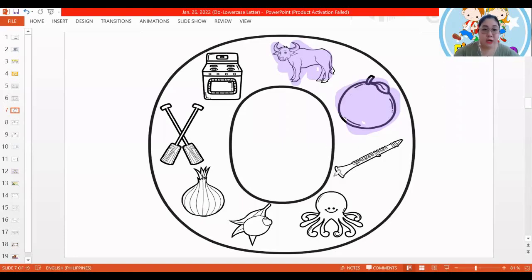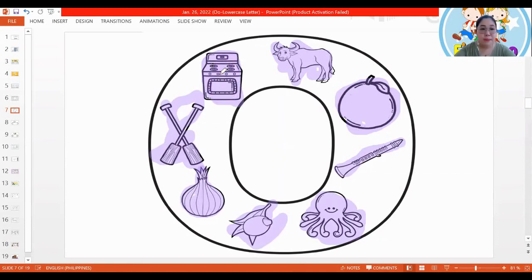The next one here is an instrument. This is called an oboe. The next one, we have another animal. This is a sea creature, an octopus. And beside the octopus, we have an olive and then an onion. Last two pictures that start with the letter O is the oar that we use to paddle. And the last one, we have the oven that we use to cook our food.